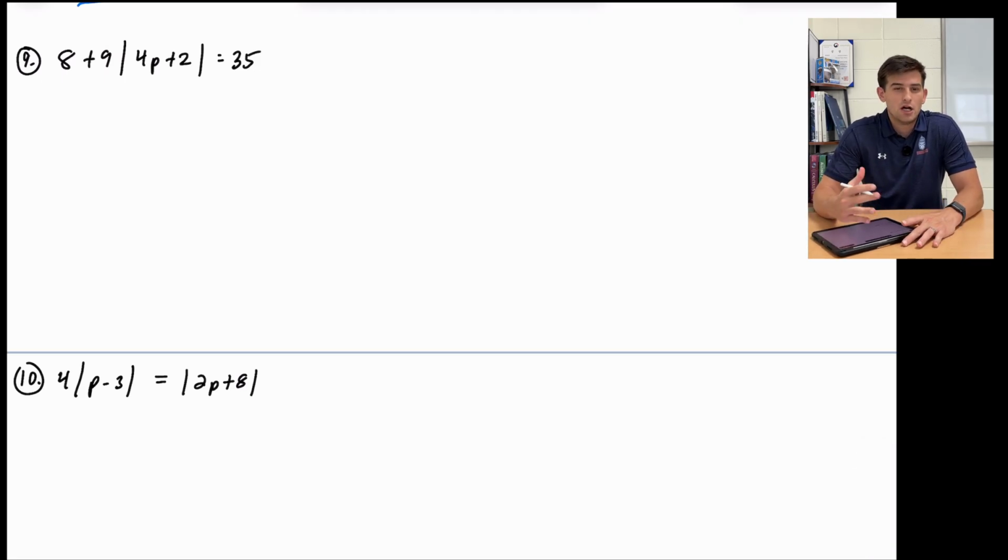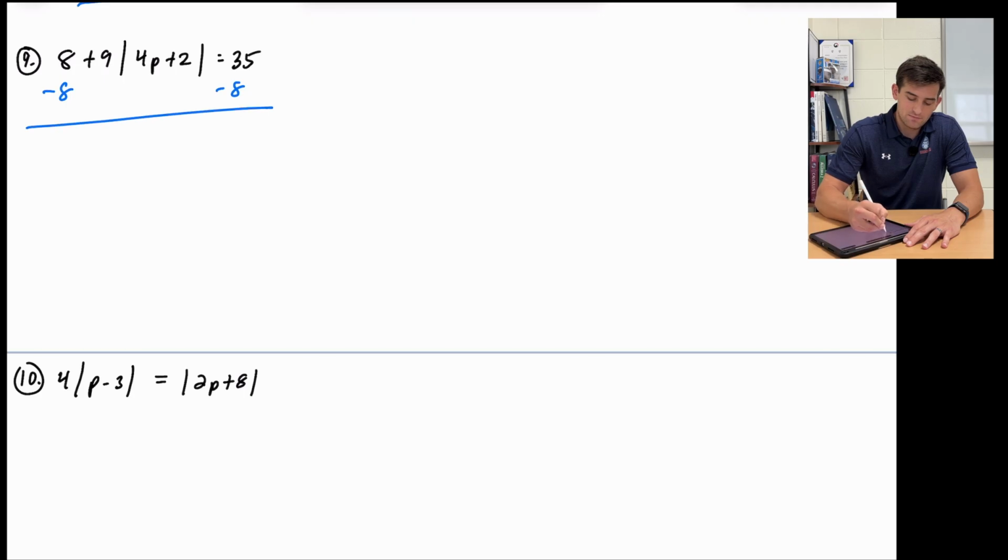All right, number 9, we have absolute value now, but we have some operations happening to the absolute value that we want to undo before we write our two related linear equations. So I would actually start off by subtracting 8. So now we have 9 times the absolute value of 4p plus 2 is equal to 27. And then I would divide both sides by 9. So now we have absolute value of 4p plus 2 is equal to 3.